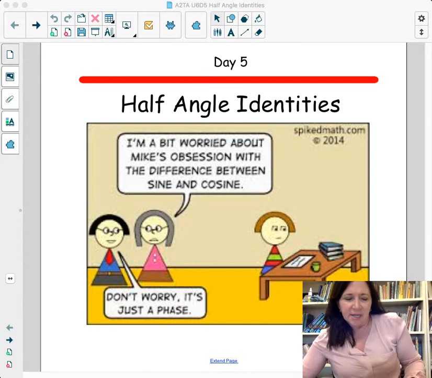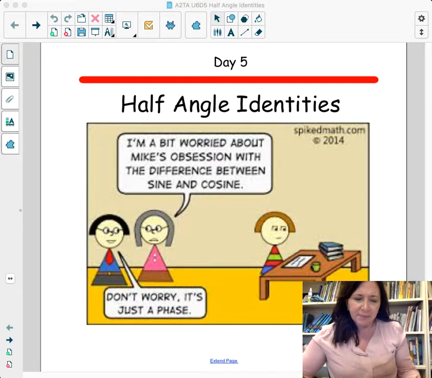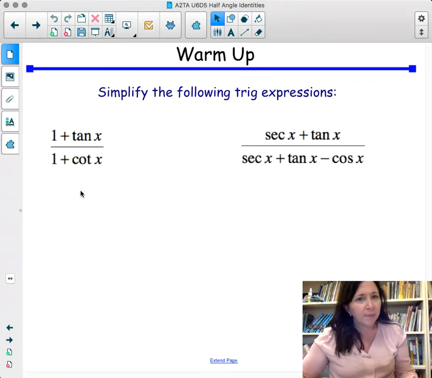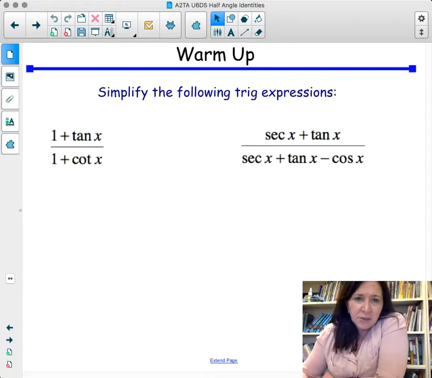Hi everyone, this lesson is on half angle identities. So first we're going to start with a review or warm up. So simplify the following trig expressions.